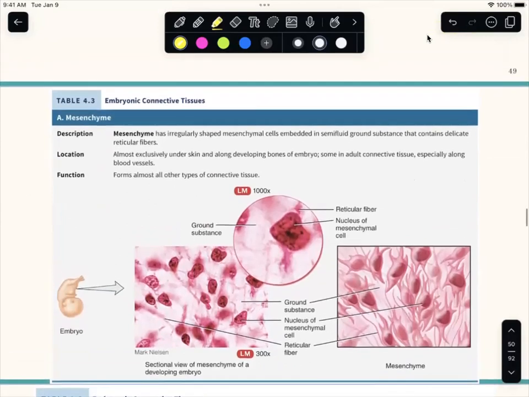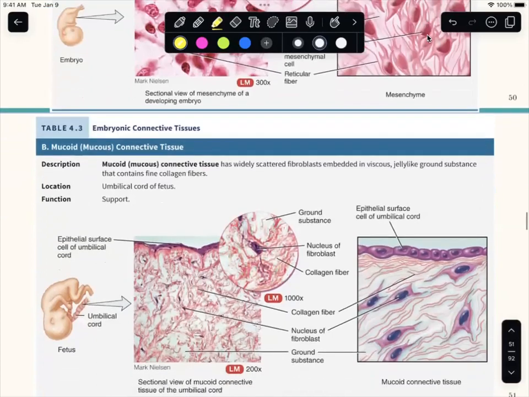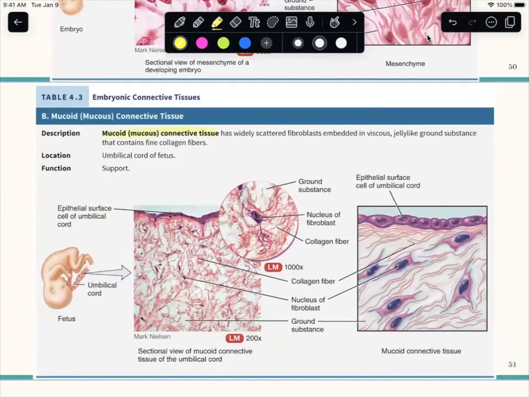So this mesenchyme in that embryo, that developing baby, can differentiate into just about every type of connective tissue, but it's found mostly under the skin, so bones that are developing, connective tissues, blood vessels. So it forms almost all types of connective tissue. Then we have mucoid. This is in that umbilical cord. That's the main place you're gonna see mucoid connective tissue. So you'll hear it mentioned again in Anatomy 2 when you get into the reproductive and development chapters. And it provides that main support.